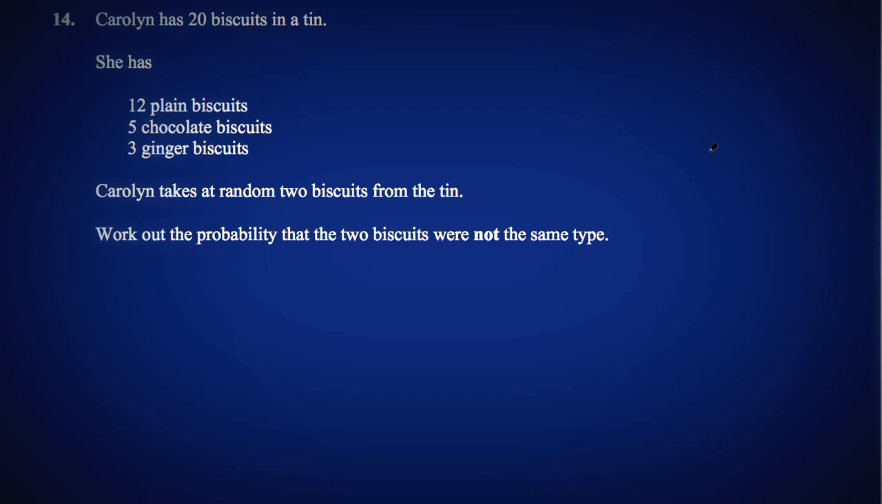Question 14. Caroline has 20 biscuits in her tin. She has 12 plain biscuits, 5 chocolate biscuits, and 3 ginger biscuits. She takes at random 2 biscuits from the tin. Work out the probability that the 2 biscuits were not the same type.